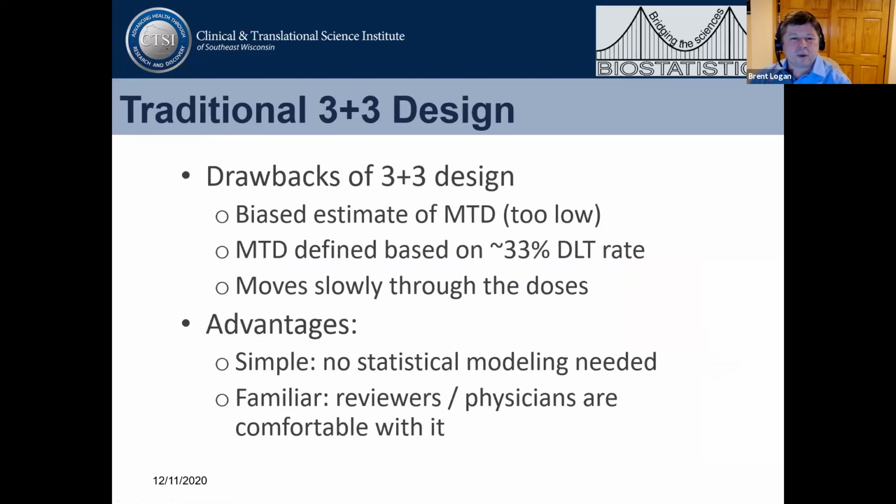The traditional 3+3 design has some drawbacks. It actually tends to underestimate the maximum tolerated dose. It is trying to target an MTD based on a 33% dose-limiting toxicity rate. That's where you can see that 1 out of 3 and 2 out of 6 cutoff. But even then, it's still underestimating the maximum tolerated dose. Another disadvantage is that enrolling cohorts of 3 can move quite slowly through the doses, and other approaches would consider enrolling 1 at a time at different dose levels.